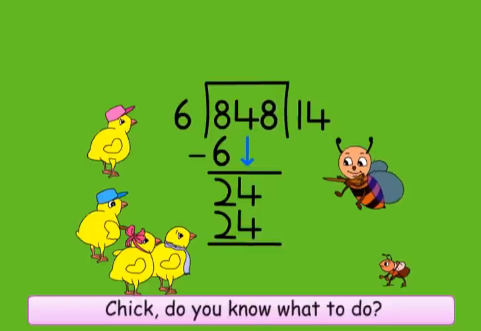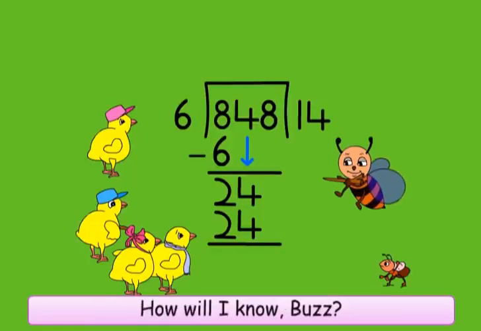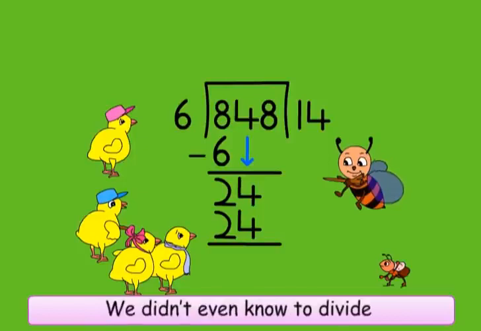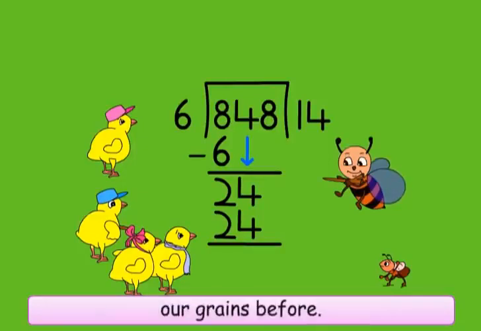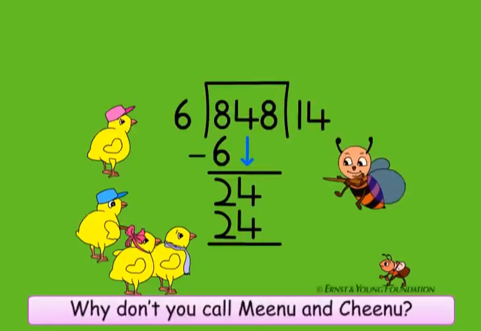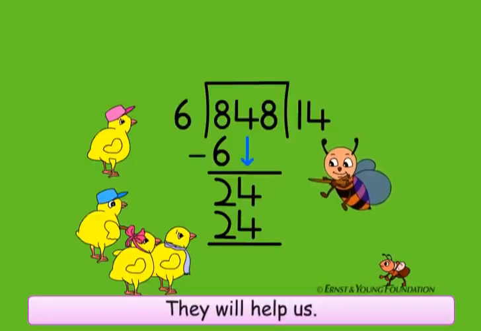Chick, do you know what to do? How will I know, Buzz? We didn't even know to divide our grains before. How will I know this? Why don't you call Meenu and Chinu? They will help us.